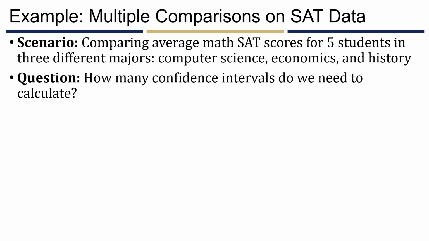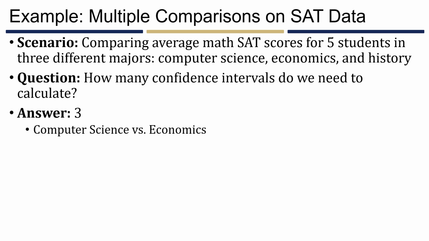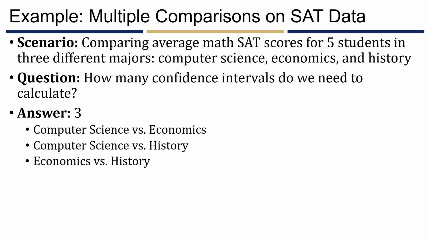Now, because we're comparing 3 different groups, we want to compare every single possible pair of group means. And in this case, what that means is that we need 3 different confidence intervals. We need to compare the means for the computer science majors against the mean for the econ majors. We need to compare the average math SAT score for the computer science majors and the history majors. And we also need to compare the average math SAT scores for the econ majors against the history majors.